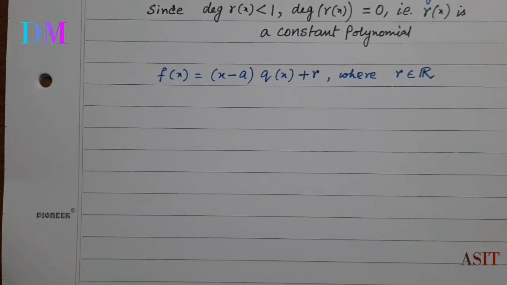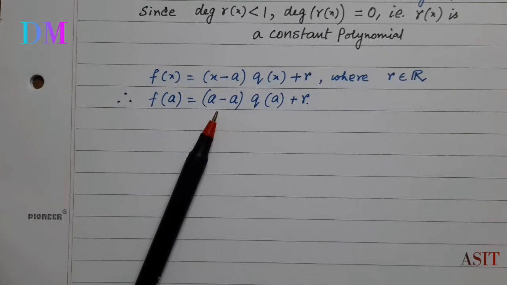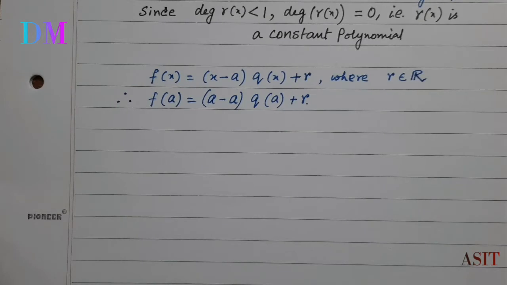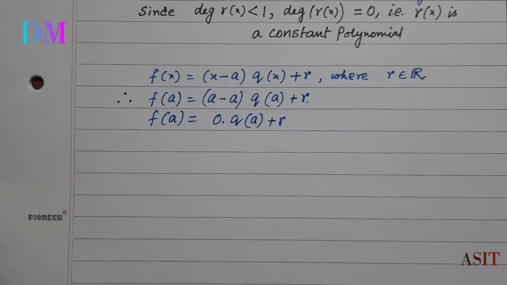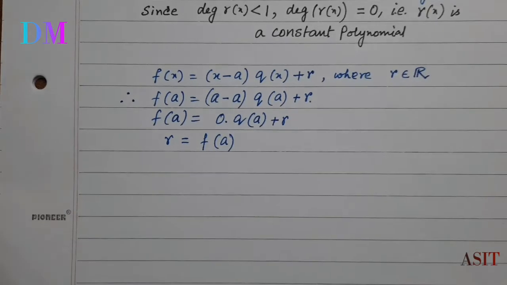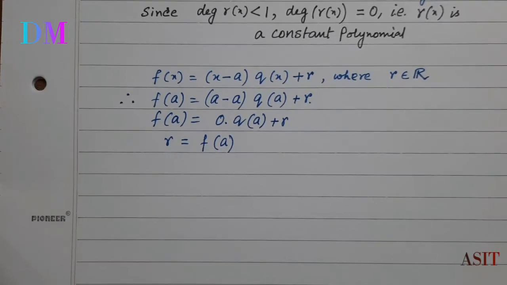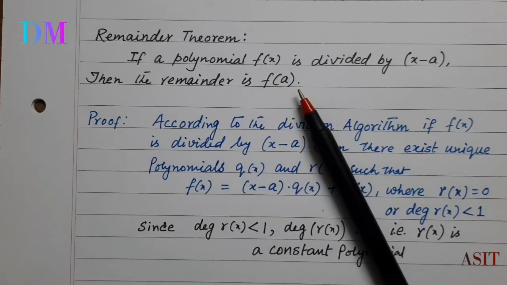Now let us put x equals to a. So after putting x equals to a, we get this relation. But here, after putting x equals to a, this factor becomes 0. Then we can write f(a) equals 0 into q(a) plus r. Hence we can write r is equal to f(a). And what was r? That's the remainder. So therefore, if r is equal to f(a), the remainder is actually f(a). And hence it proves the theorem.